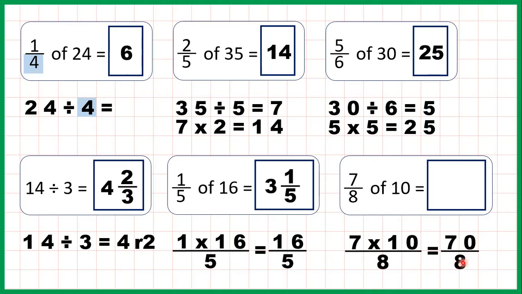So 70 divided by 8 is 8 remainder 6. That's because 8 times 8 is 64, but then we need 6 more to get to 70. So our answer is 8 6/8.